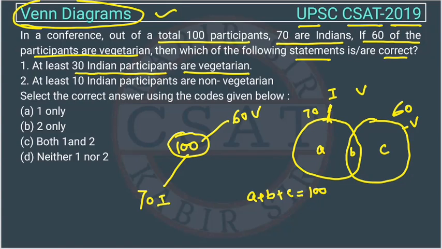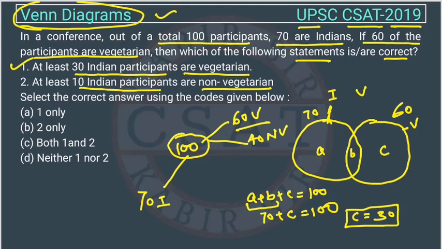Okay, and this is given that A plus B is 70. If this is 70, then C will be how much? So C will be 30, right? C is 30, and the total is 60. If this C is 30, then B is 30. 60 minus 30, right? So B is 30.